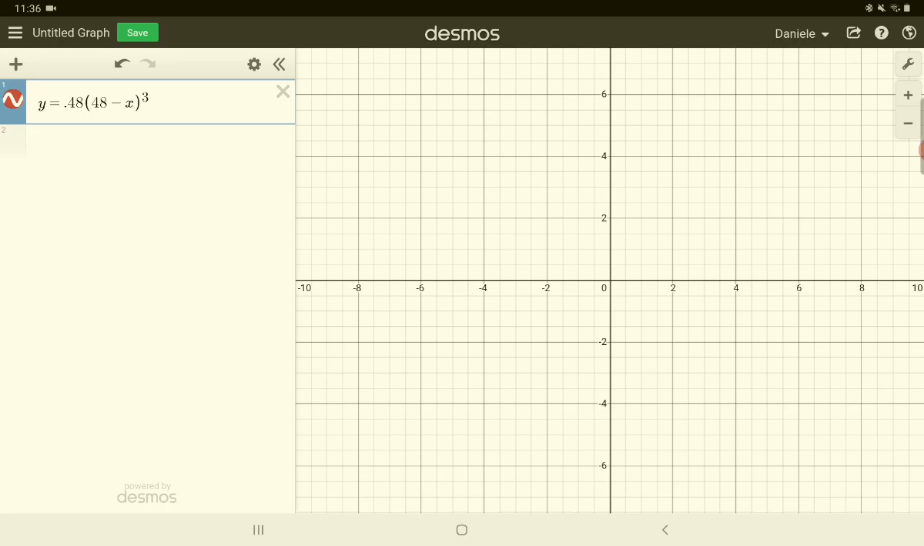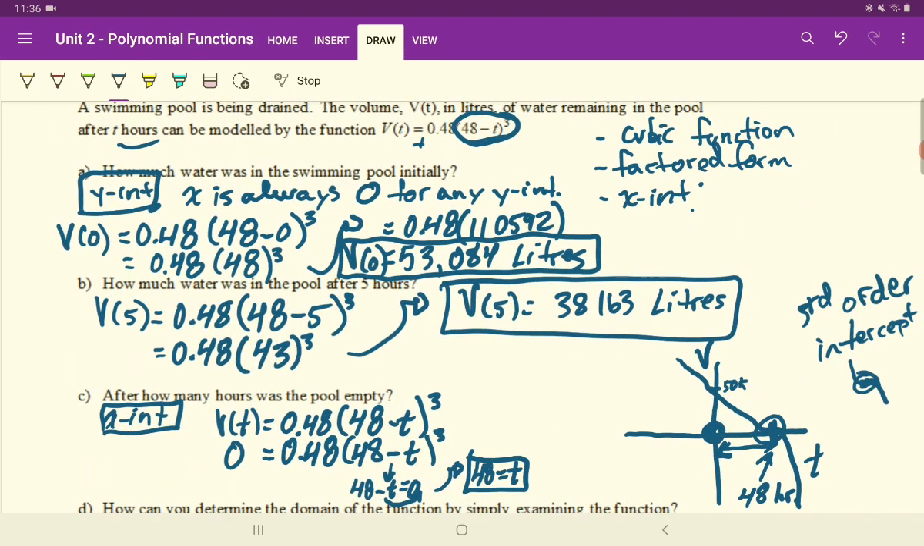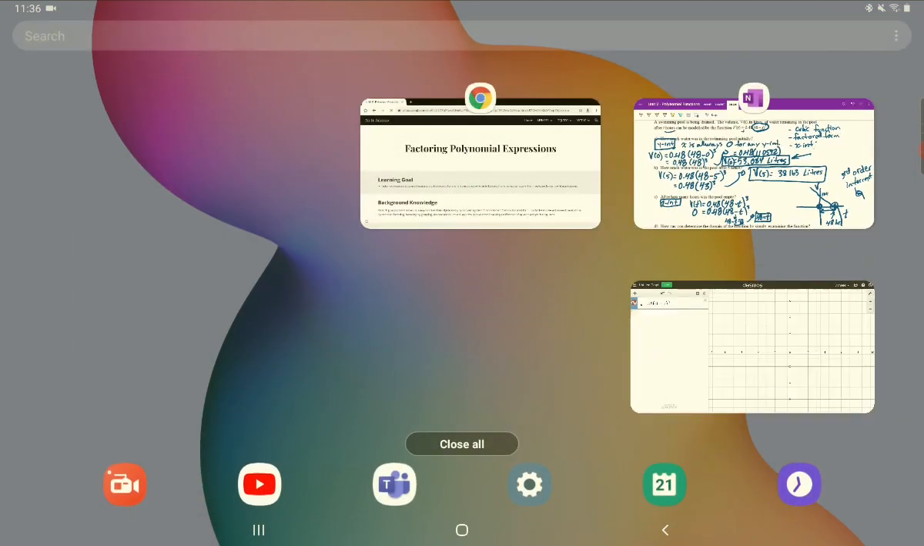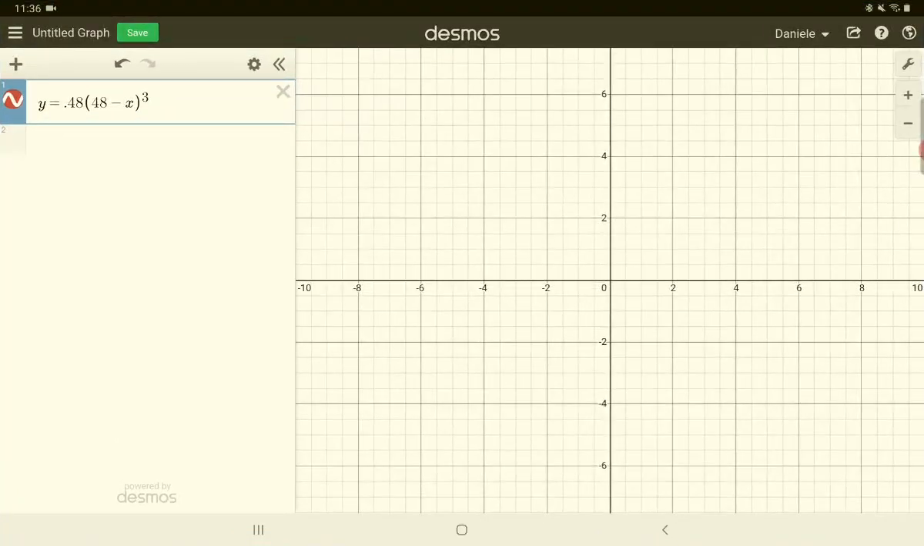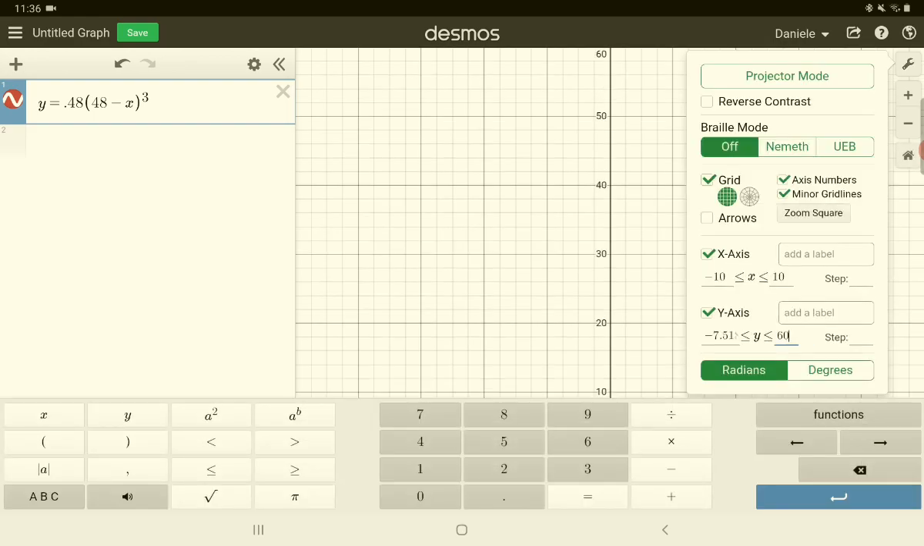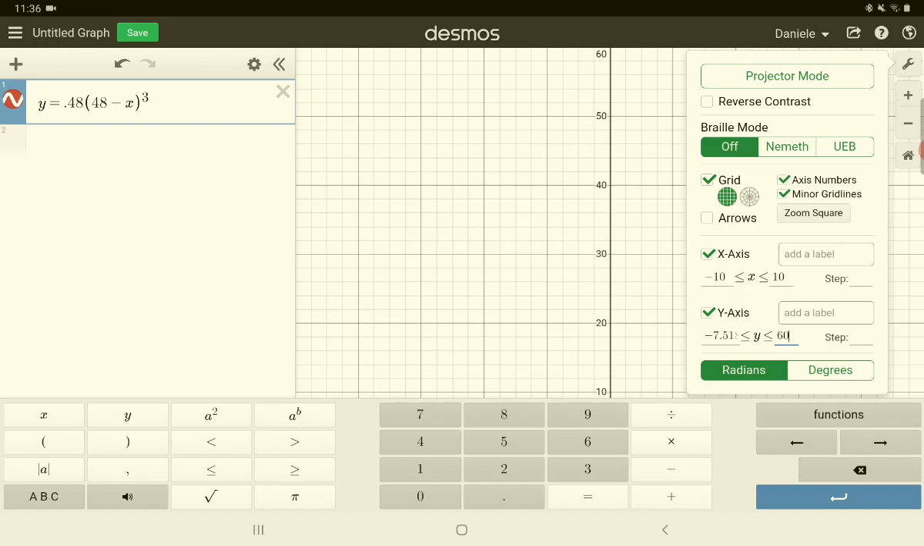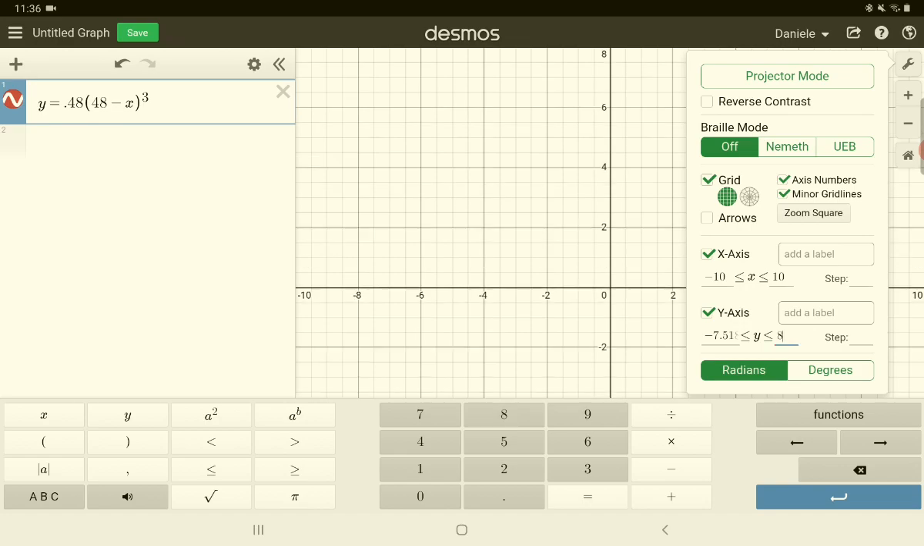Well, let's go back to our question. Look at the value of liters we're at when time is 0. When time is 0, we're at 53,000 liters. So our y-axis has to at least be at 53,000. Let's go up to maybe 60,000, and there you can see that the curve will start to pop up, and we can go even more than that. Let's go maybe even 80,000.